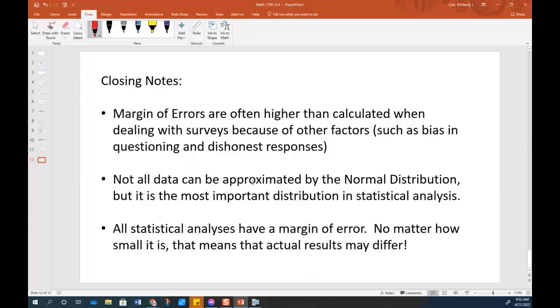Now, not all data can be approximated by the normal distribution. So we know that not everything falls on a normal distribution, and statistics does use other distributions, but we use the normal one the most. And many things, like we talked about the law of large numbers, if you involve enough people in the study, then it will approach a normal distribution. All statistical analyses do have a margin of error. So we know that when we're doing statistics, our results are not perfect. Actual results may not at all be the same.